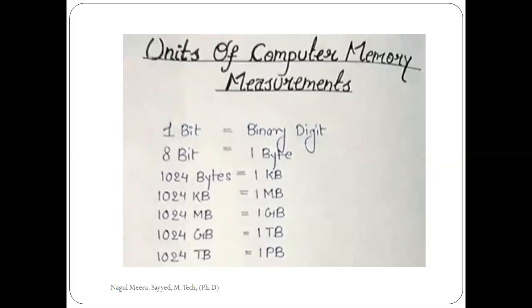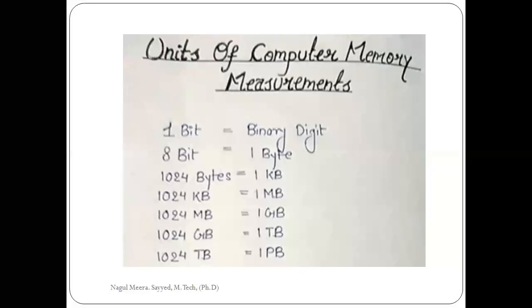Here there are some computer memory capacities. First one, bit. What is the meaning of bit here? Simply, one bit is nothing but 0 or 1. So 8 bits are called 1 byte. 1024 bytes are called 1 kilobyte.